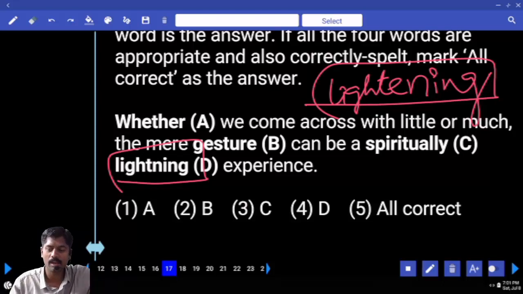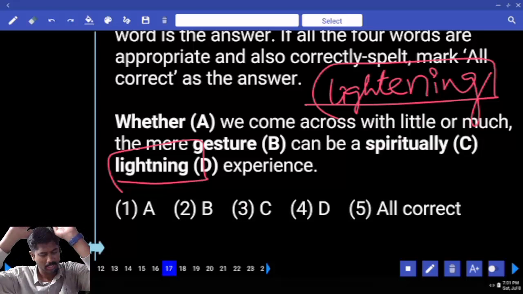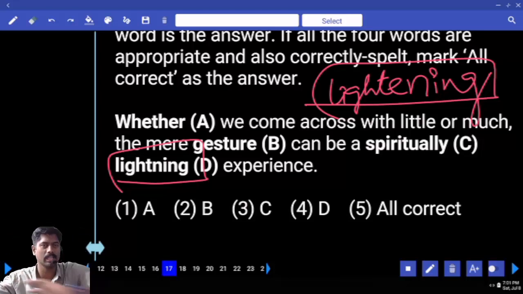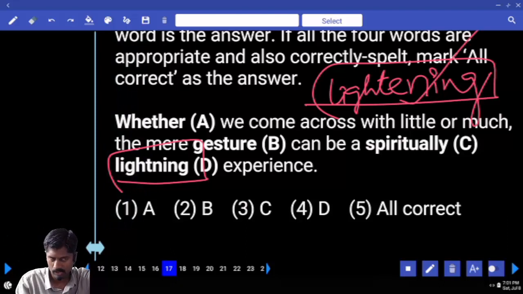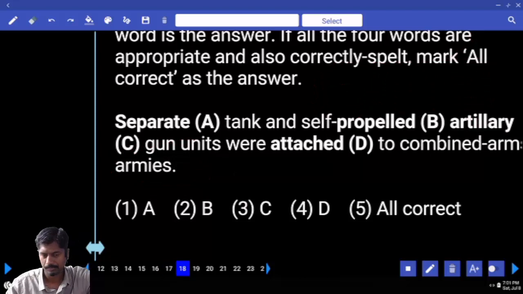When you get married, after your marriage, look at your parents. They'll understand, you will also. It's a lightening experience, meaning a lot of responsibility that is taken off. So it's lightening. So this lightening is needed. Spelling wise both are correct, but that is the inappropriate word.